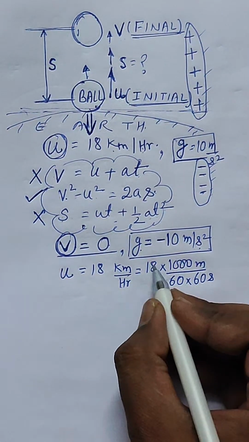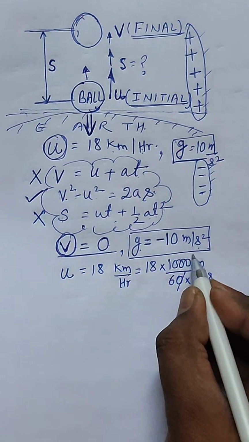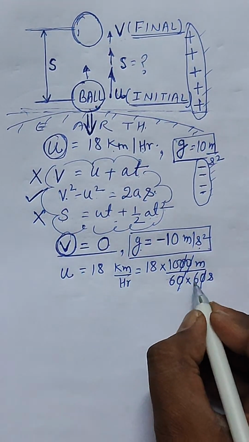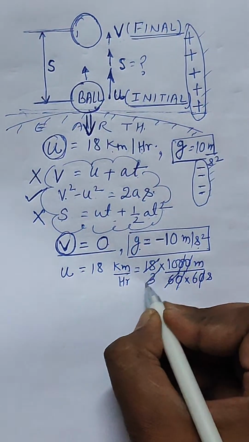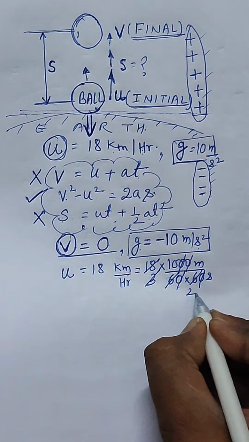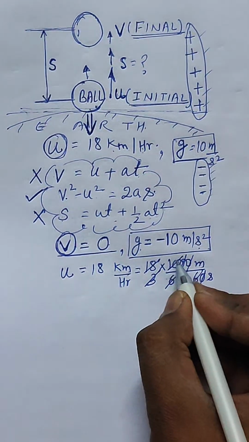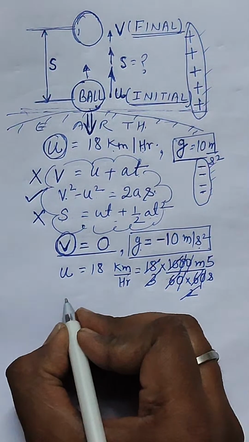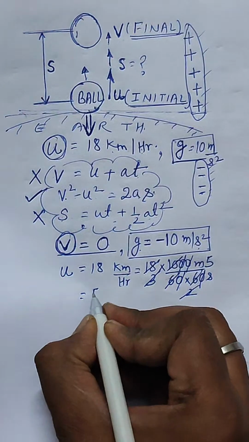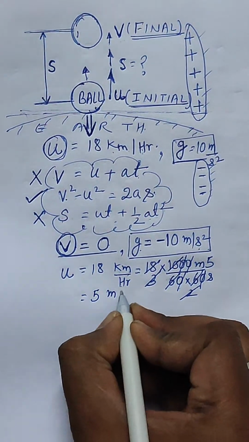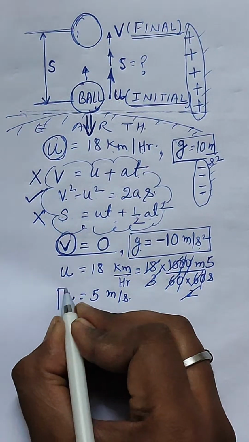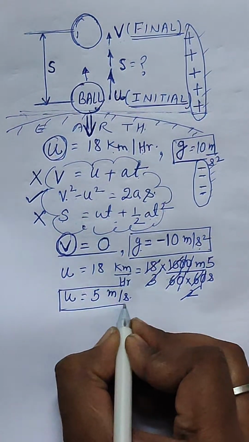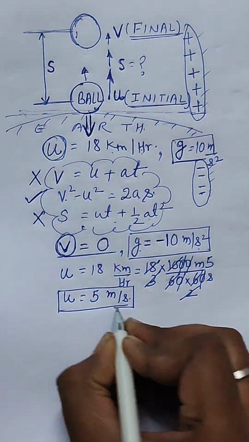Now when you solve it, two zeros will be cancelled over here, right? 6 will cancel this 18 in 3 times, and 3 will cancel this 6 in 2 times, and 2 will cancel this 10 in 5. So the value of u is coming as 5 meter per second. So what was in kilometer per hour is converted into meter per second, right?